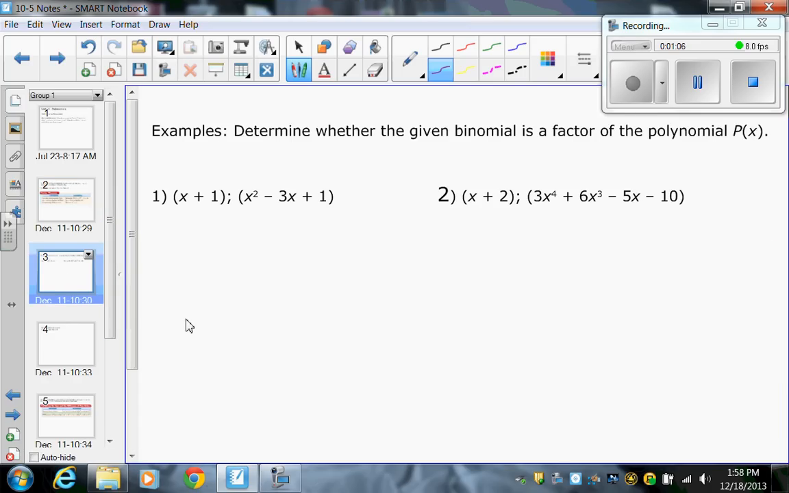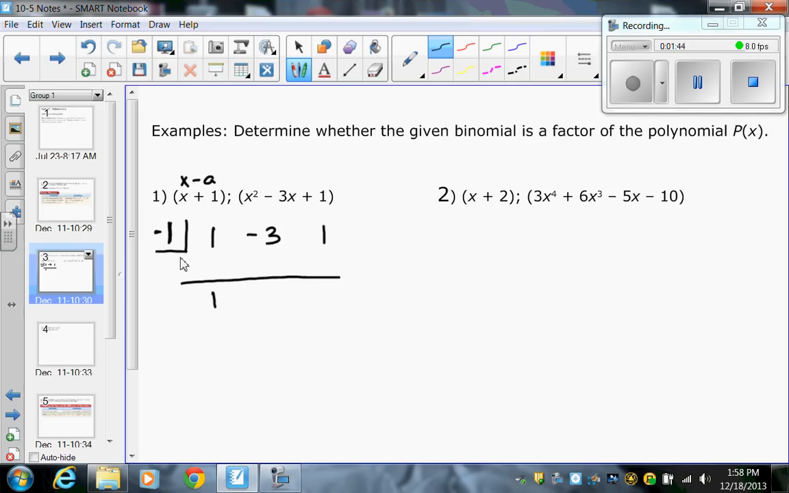For example, it says, determine whether the given binomial is a factor of the polynomial p of x. So we want to know, is x minus 1 a factor of x squared minus 3x plus 1? What we're going to do here is use synthetic division. So we're going to actually have -1, because this is in the form of x minus a, so a is really a negative in order to change that to a positive. If I look at my coefficients, I have a 1, a -3, and a 1.